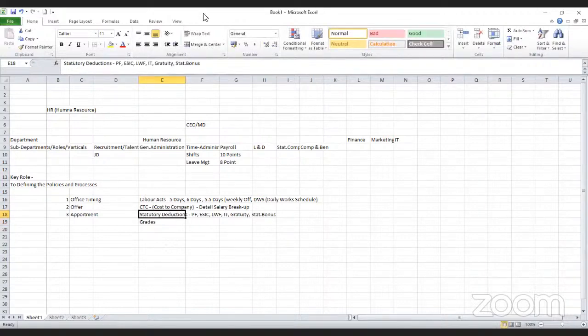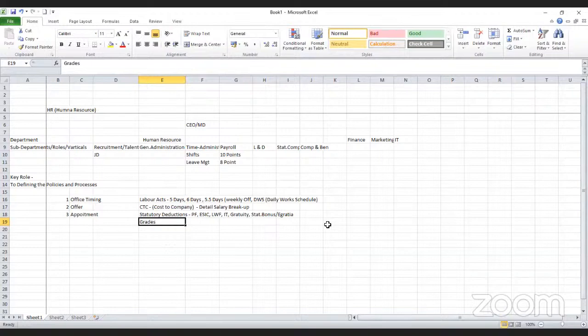Then again, bonus is also there. Then there is also something called ex gratia. In which cases ex gratia is applicable and in which cases bonus is applicable, there are also some clauses. Thank you so much, Prashant, for bringing out that point. What Prashant is saying, yes, this is also part of the statutory ones.